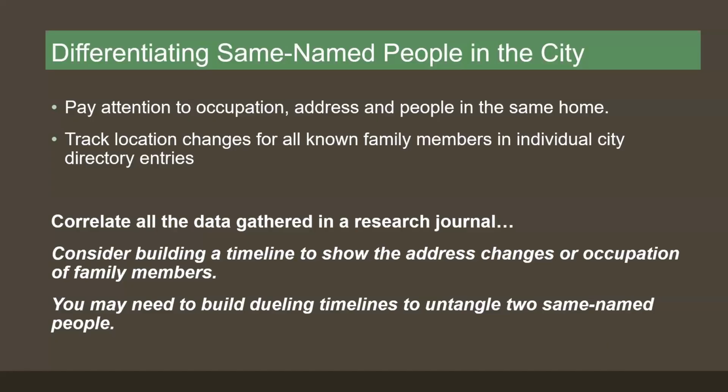Also consider building a timeline so that you can follow the family as they change locations. We're also going to cross-reference with maps and deeds if they owned the property. We're going to keep building all of that data so that we can bring it all together.